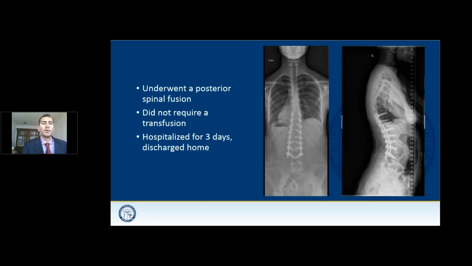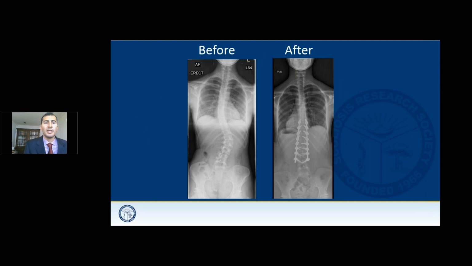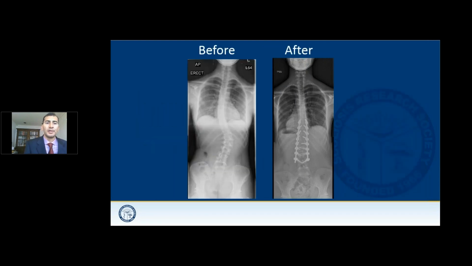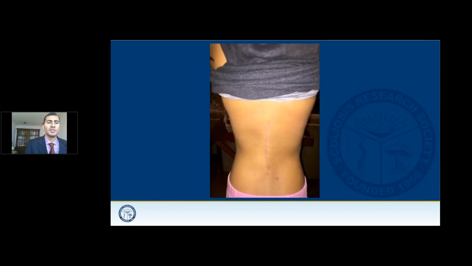These are her x-rays, and you can see she was measured to have an approximately 45-degree curve, which, as you understood from the talks earlier, puts her in the category of benefiting from scoliosis surgery. She underwent a posteriorly based fusion, did not require transfusion, and was hospitalized for 3 days. Here are her x-rays before and after, and you can see the correction that was achieved, and this was the incision that we used for her surgery. Postoperatively, she has gone back to all her activities with no limitations at this point.